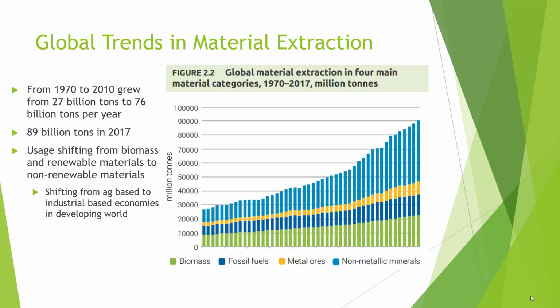So here's your global trends in material extraction. So this is stuff coming out of the earth. From 1970 to 2010, we have grown, obviously. Usage is shifting from biomass and renewable materials to non-renewable materials, and we're shifting from ag-based to industrial-based economies in developed worlds. So, as you can see there, non-metallic minerals, your clay, salts, are increasing, but we're getting away from the biomass and we're going back to non-renewable materials, and that's not what you want to see.